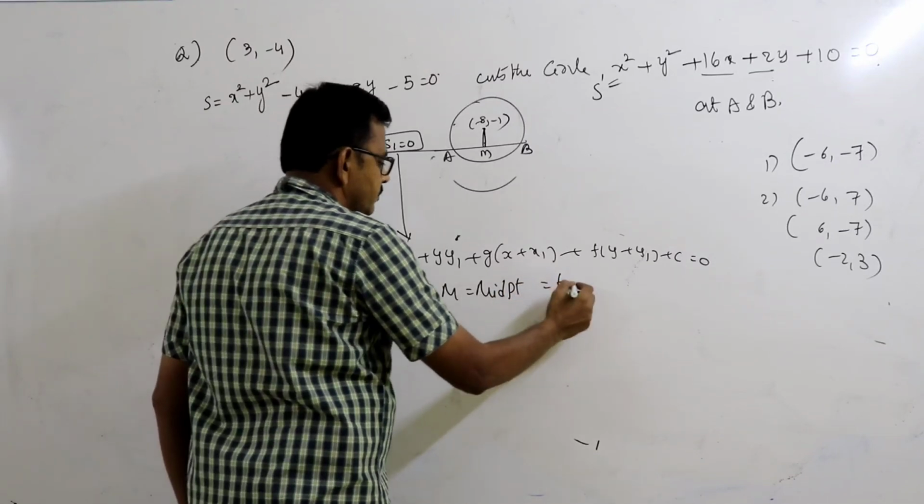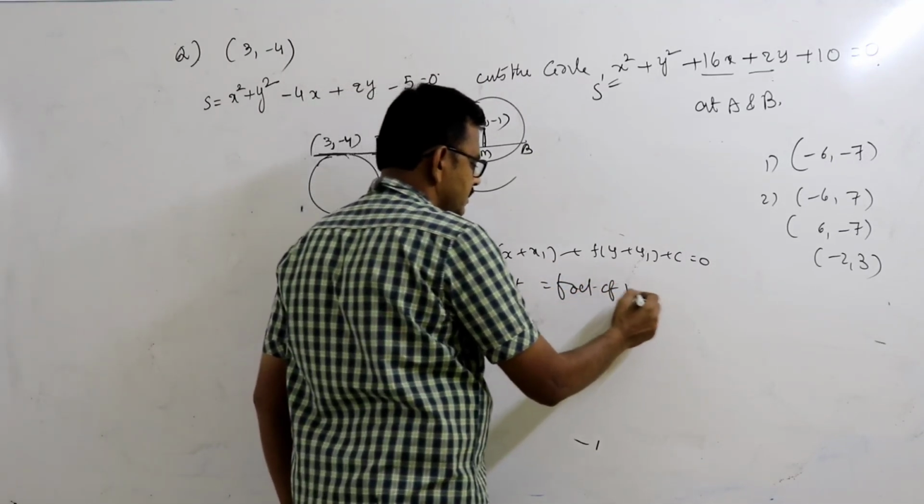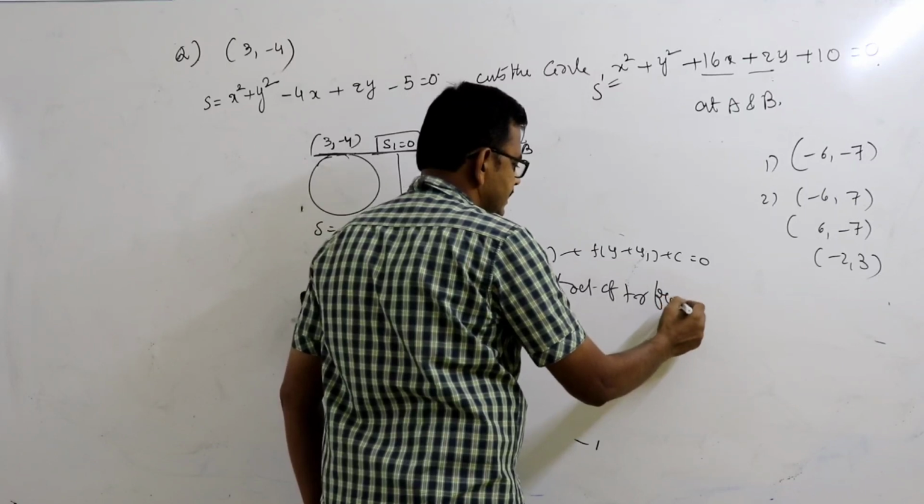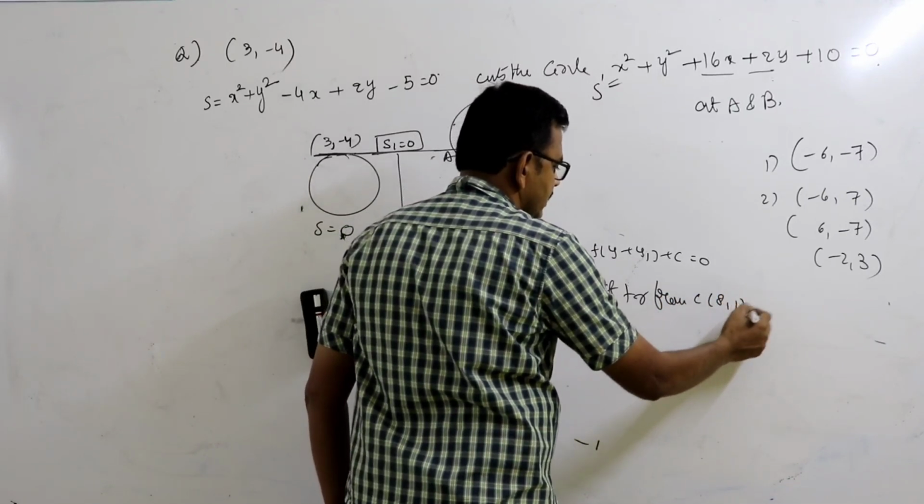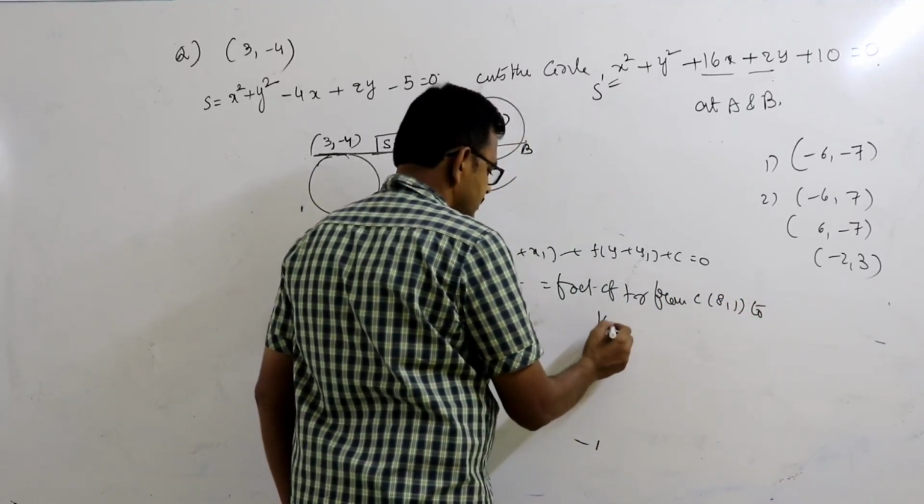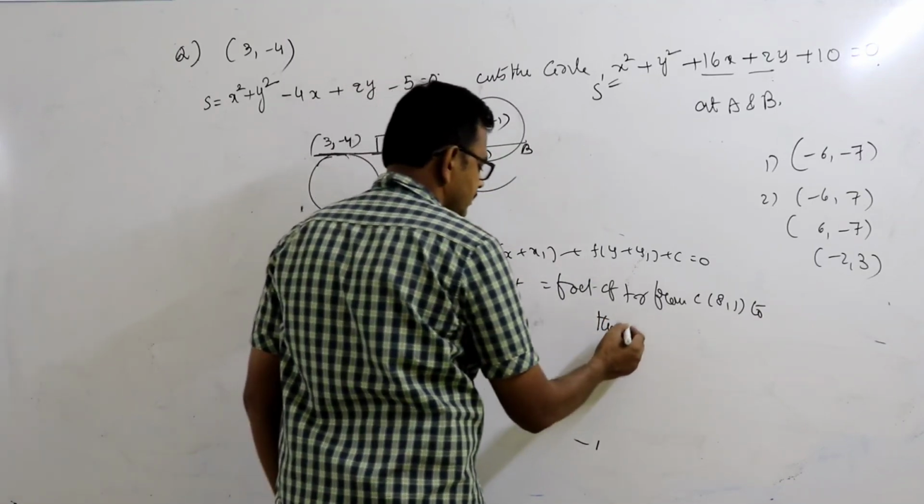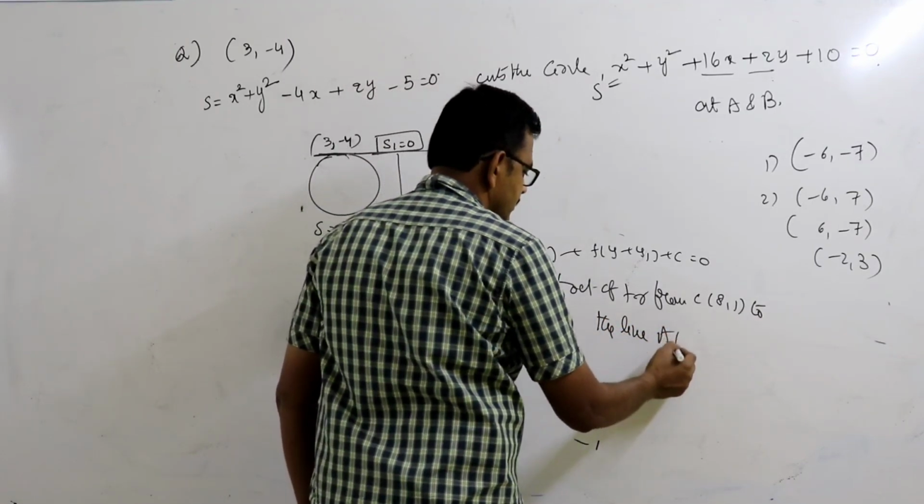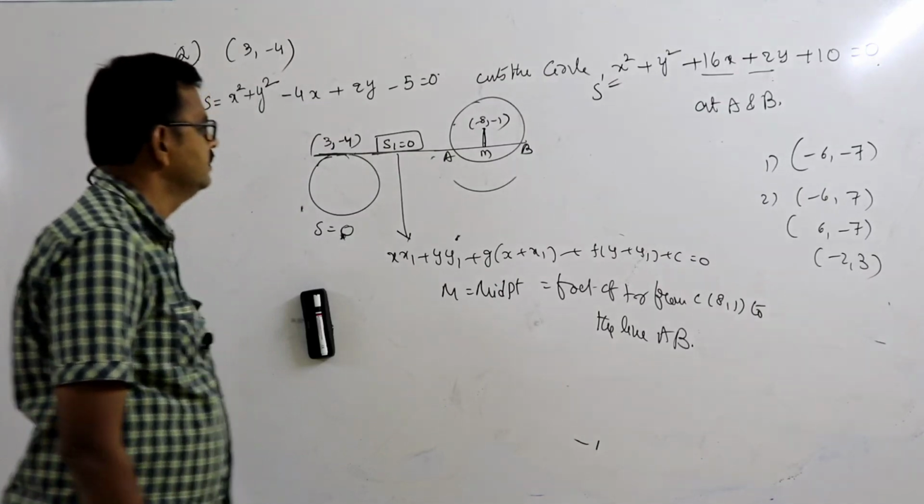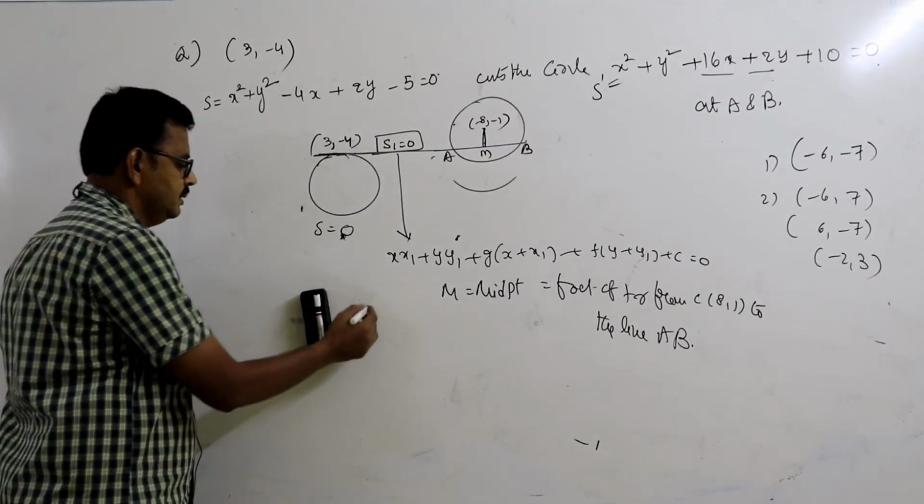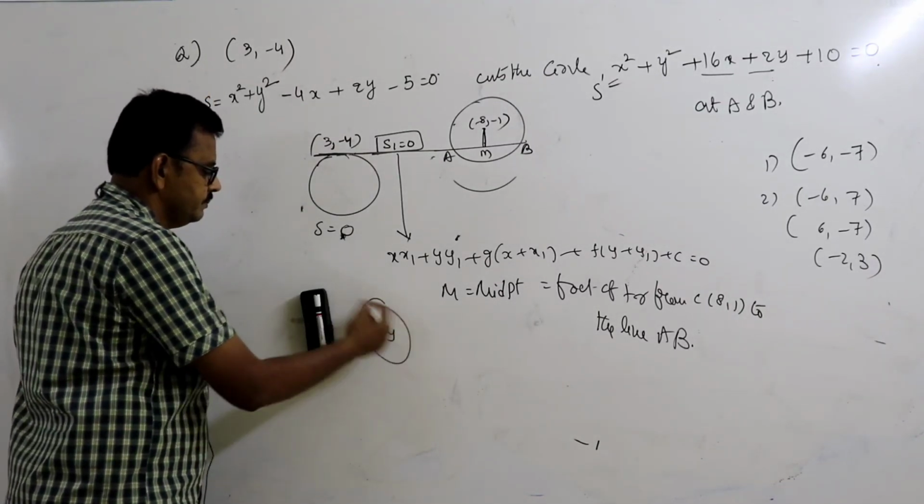Now midpoint M is equal to the foot of perpendicular from center 8 comma 1 to the tangent, to the line AB. Then you get the foot of perpendicular. Just try this problem.